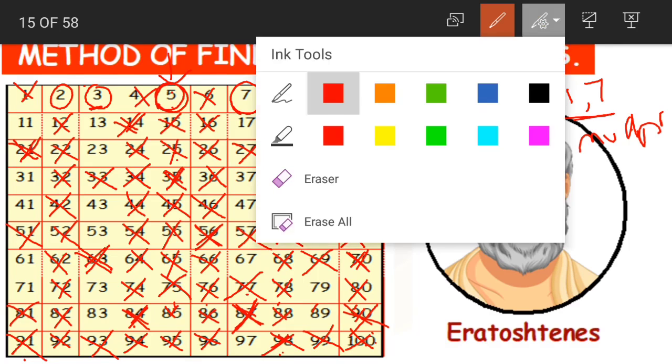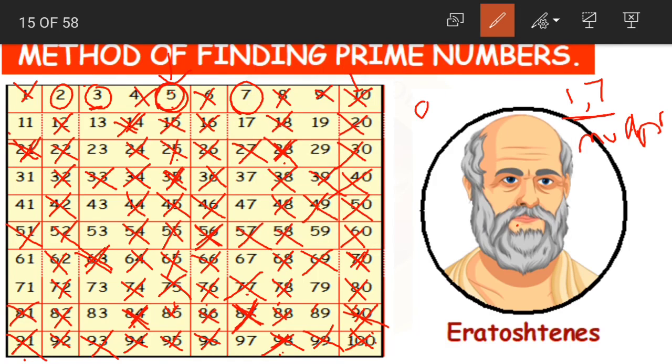Now coming to our next encircled number, which is 11. Now again 11 is also a prime number because it has only two factors, 1 and itself. Yes, children? Yes. So next step would be to cross out all the multiples of 11. Now what are the multiples of 11? 22, 33, 44, 55, 66, 77, 88 and yes, the next uncircled number is 13.